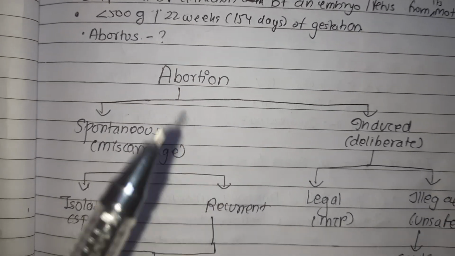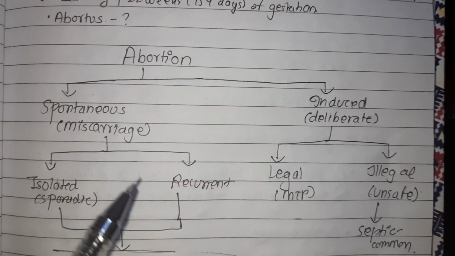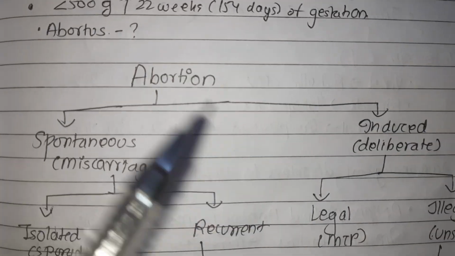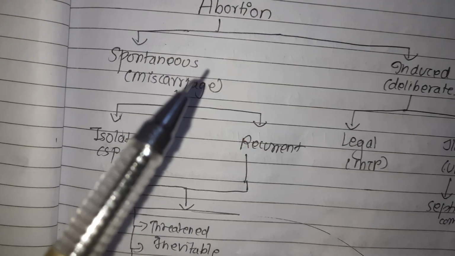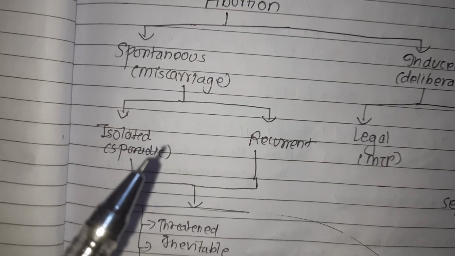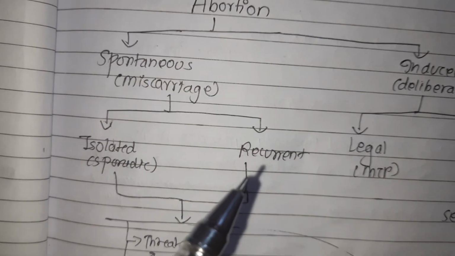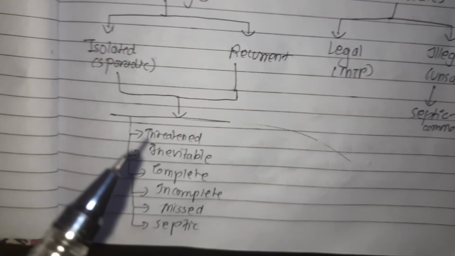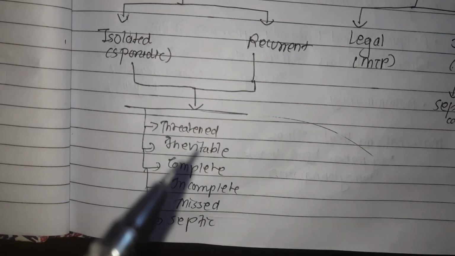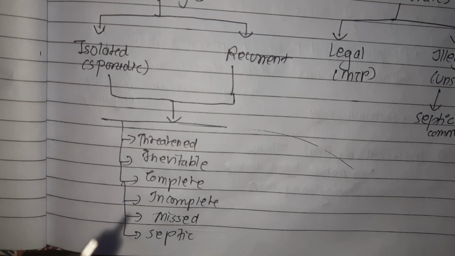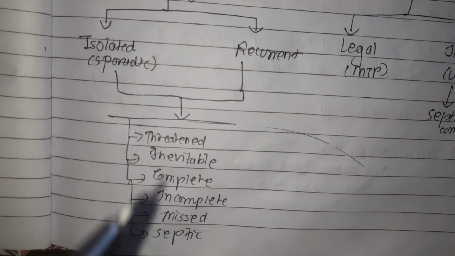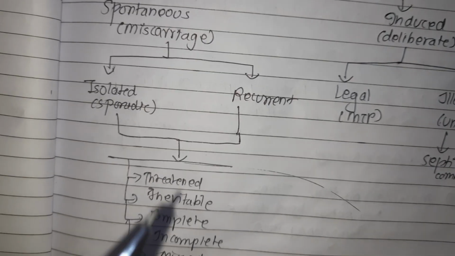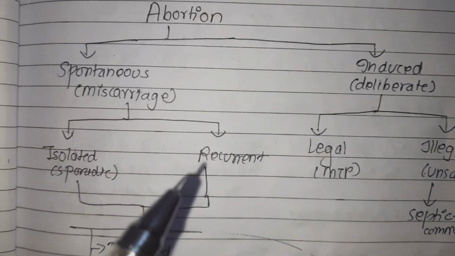Abortion is classified as spontaneous abortion, that is known as miscarriage, and induced abortion, known as deliberate abortion. The spontaneous has two types, that is isolated sporadic abortion and recurrent abortion. And these are further classified into various subtypes like threatened abortion, inevitable abortion, complete abortion, incomplete abortion, missed abortion, and septic abortion. In this video we will be mainly talking about spontaneous pregnancy miscarriage.